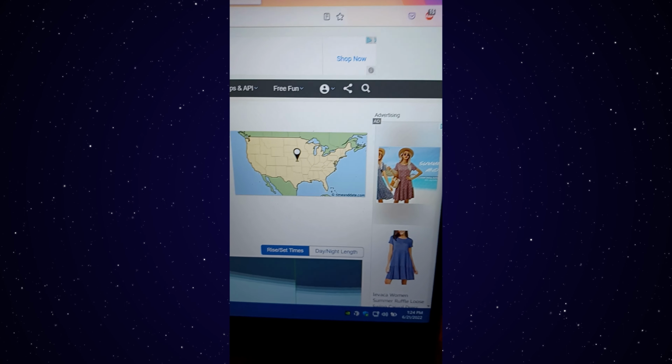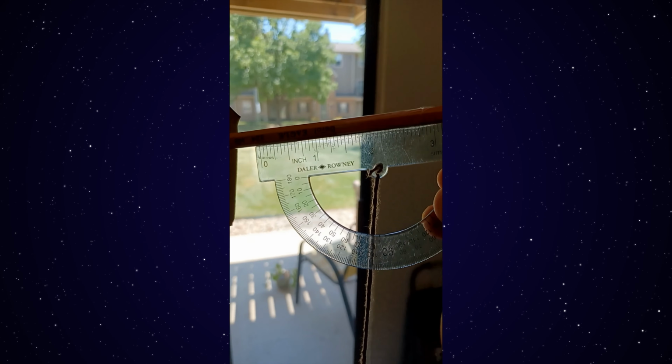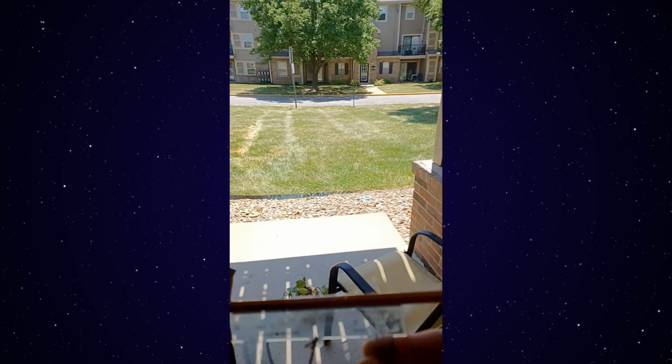Manhattan, so 124. Let's go ahead and see what I get with my apparatus here. So I'm looking for 165, 164.